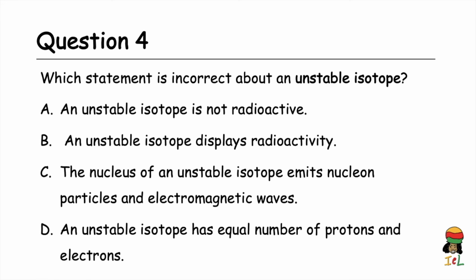Question 4. Which statement is incorrect about an unstable isotope? A, an unstable isotope is not radioactive. B, an unstable isotope displays radioactivity. C, the nucleus of an unstable isotope emits nucleon particles and electromagnetic waves. D, an unstable isotope has equal number of protons and electrons. And the answer is A, an unstable isotope is not radioactive. So that is the incorrect statement about unstable isotopes.